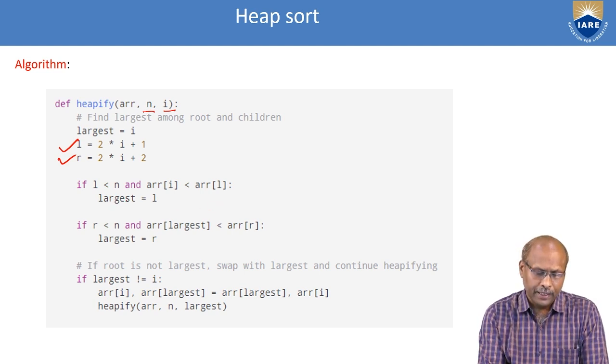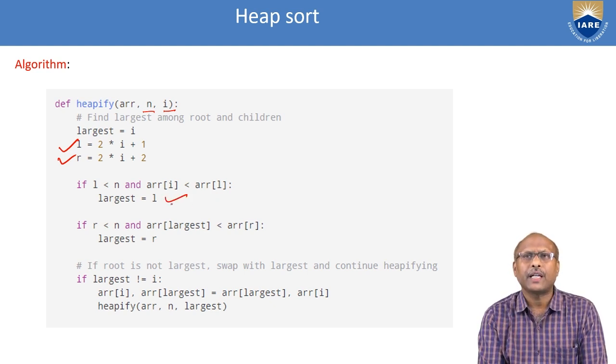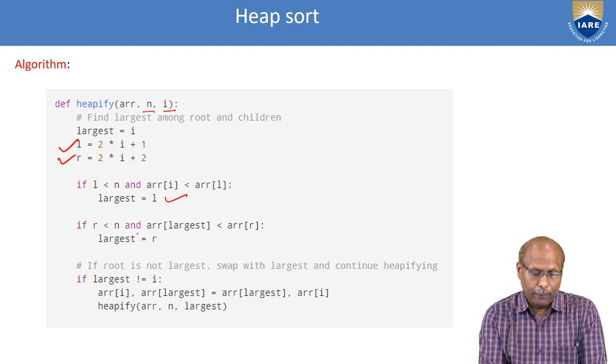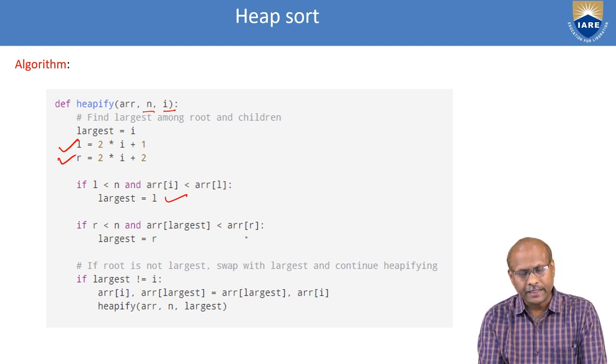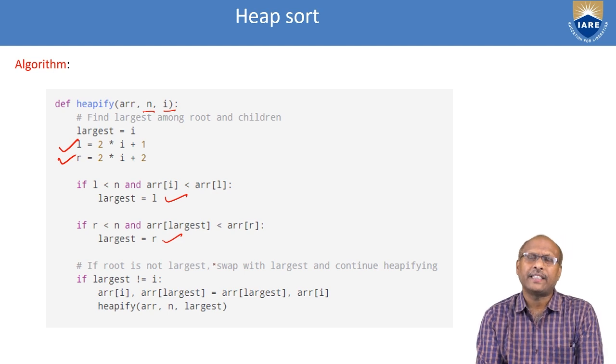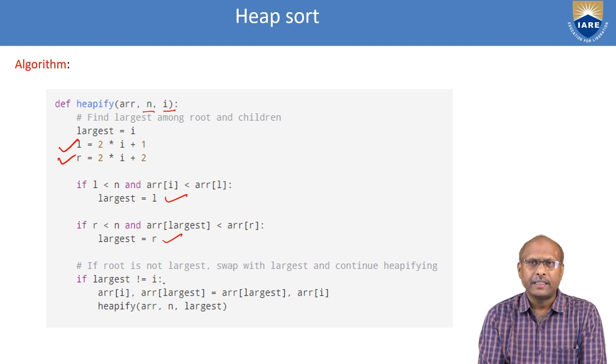If left is less than n and array of i is less than array of L, then largest is equal to L, because you have to find which is the largest element. If R is less than n and array of largest is less than array of R, then largest equal to R. So here you are finding out which is the largest element, whether the left child or the right child is largest. Whichever is largest, you have to swap. If largest is i, if the parent itself is the biggest one, no need to swap. If the parent index and largest index are different, then the ith index and largest index will be swapped. This is the logic for swap.